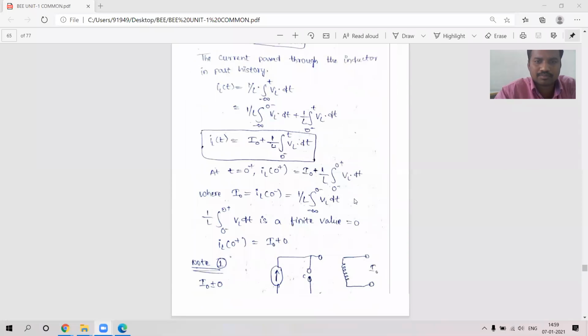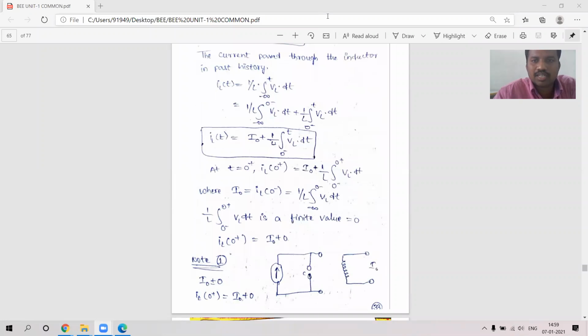We know the inductor formula: V is equal to L di by dt. What about current? If we integrate on both sides, we get I as 1 by L integral V dt. But it depends upon time, so let us take the limits from minus infinity to some t.